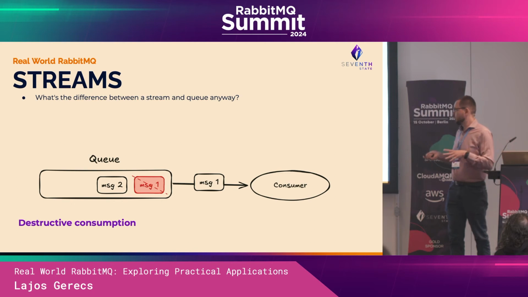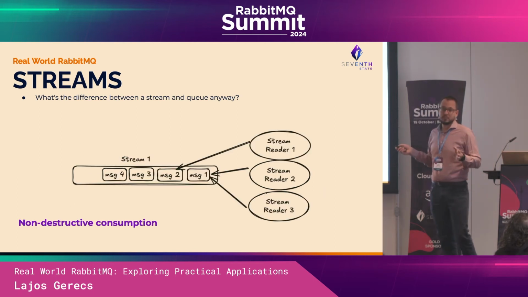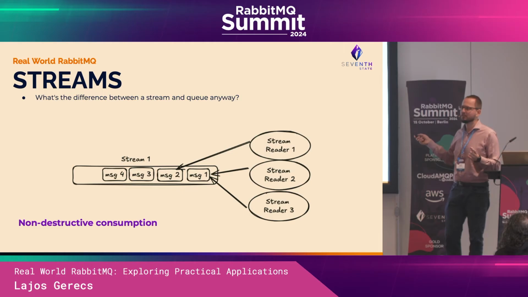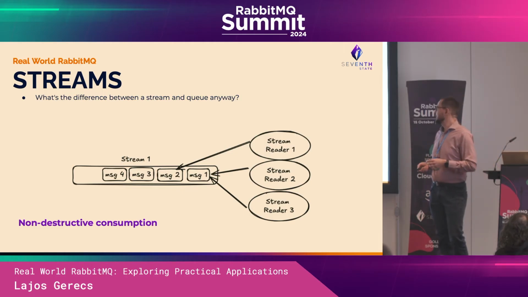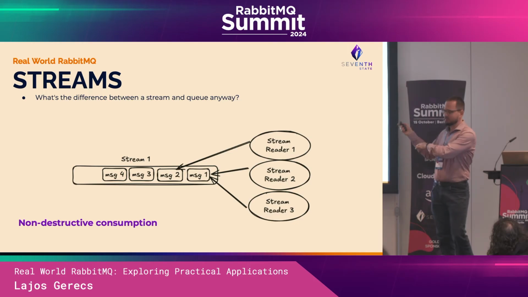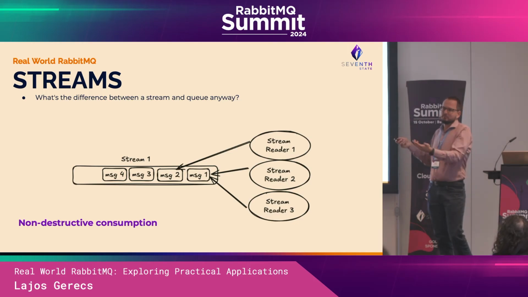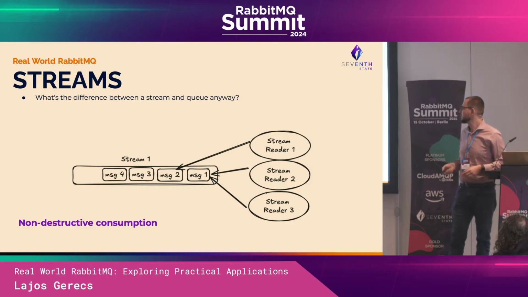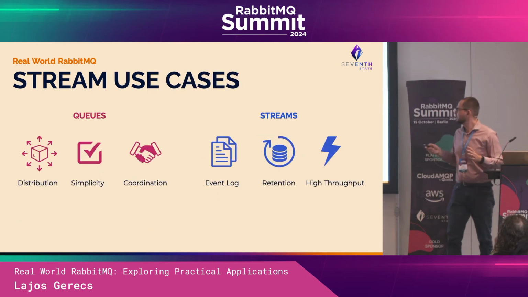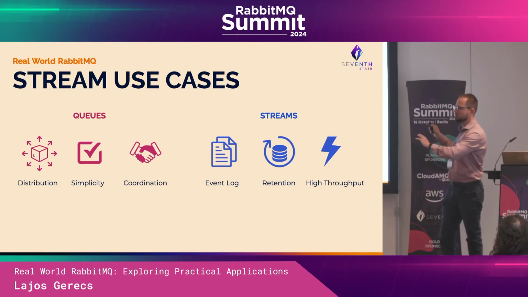With streams, that's not true. I can have as many stream readers as I want, and they can read the same message multiple times, as many times as needed. So what comes out of this is that if you have multiple readers for the same stream, they can read in parallel, and they can replay the messages. That's the difference in very short. From this, we can compare queues and streams.